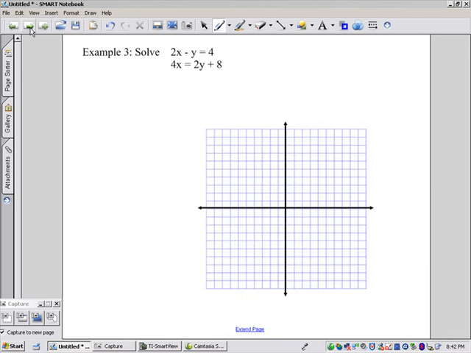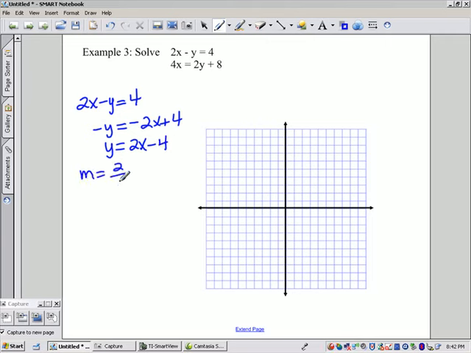Now let's look at our next example. If we want to solve 2x minus y is equal to 4, and 4x is equal to 2y plus 8. So I'm going to do this one again with the slope-intercept form. So we'd have negative y equals negative 2x plus 4, if we subtract 2x. Divide everything through by negative 1, which changes all the signs, to get y is equal to 2x minus 4. So this says our slope is 2, or 2 over 1. Our y-intercept is (0, negative 4).